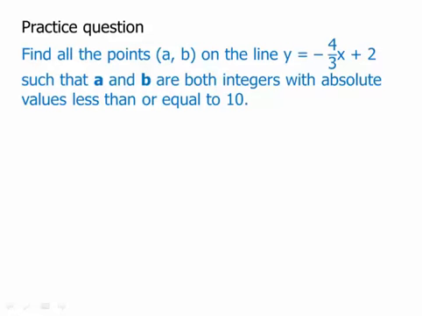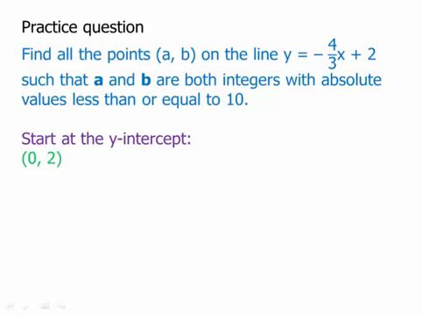Okay, find all the points (a, b) on the line y equals negative 4/3 x plus 2, such that a and b are both integers with absolute values less than or equal to 10. Well, certainly one point that we know is on the line is the y-intercept. We can see the y-intercept is 2, so we'll write this in point form as (0, 2).